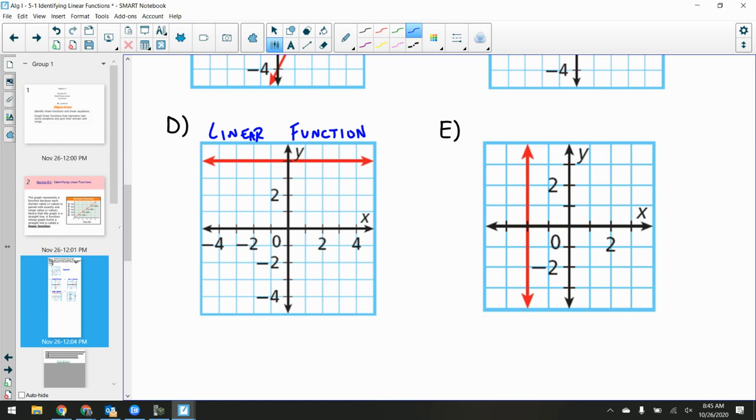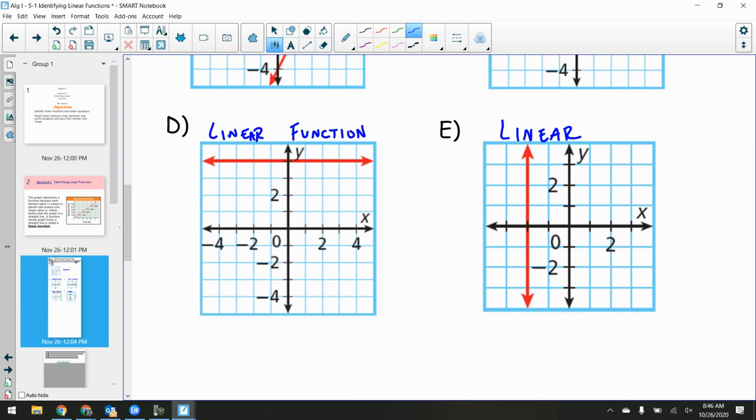So this is our special case. Is that a function? No. So we can't call it a linear function, right? Is it linear? Could we just describe it as being linear? Yes. But is it a linear function? No. Yes, we could just say linear.